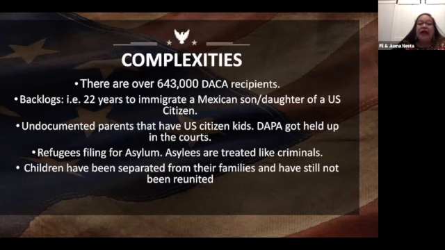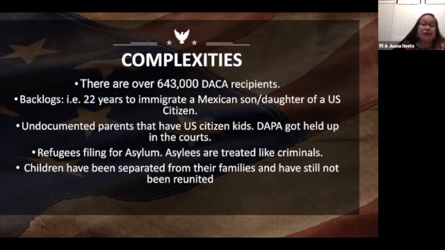Undocumented parents that have a U.S. citizen child, DAPA, got held up in the courts. So there's policy that got stuck in the courts to help with that. Refugees filing for asylum, asylees are treated like criminals, and we learned about that last week. Children have been separated from their families and still have not been reunited. These are some complexities, but these are some really hard realities that have happened in this country under our watch.